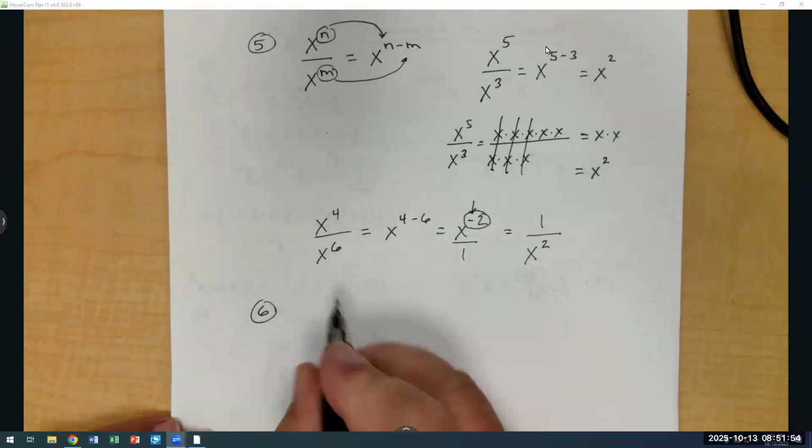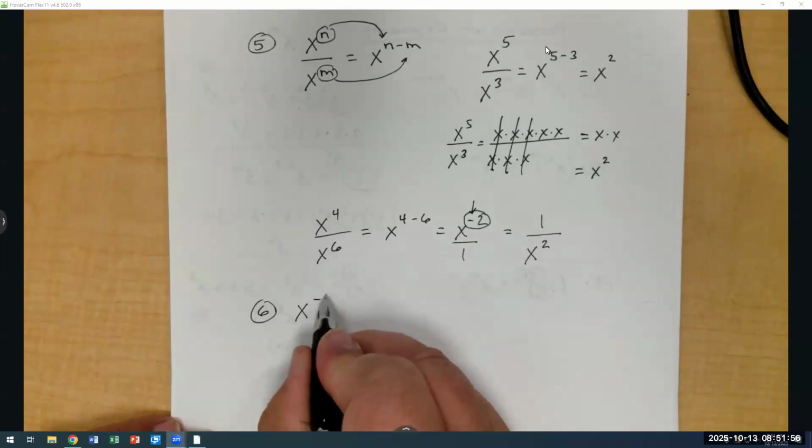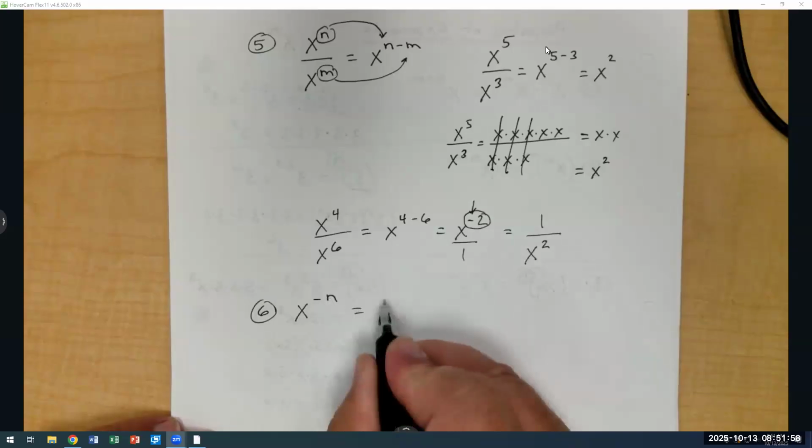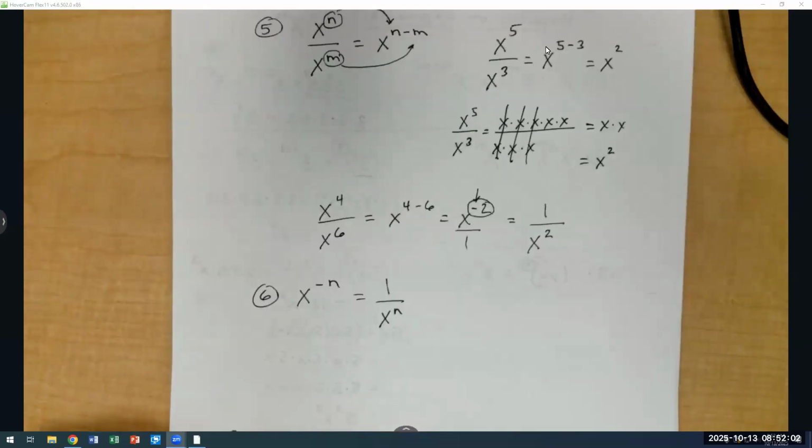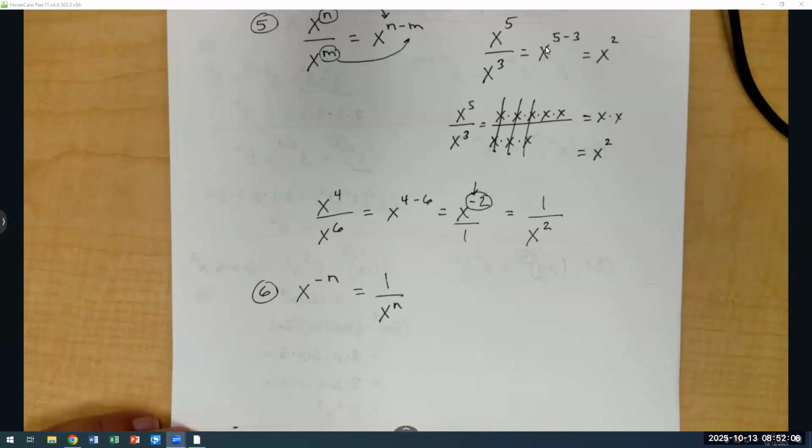So that brings us to our next property. A negative exponent simply means you change the location of it with respect to the dividing line and drop the negative.